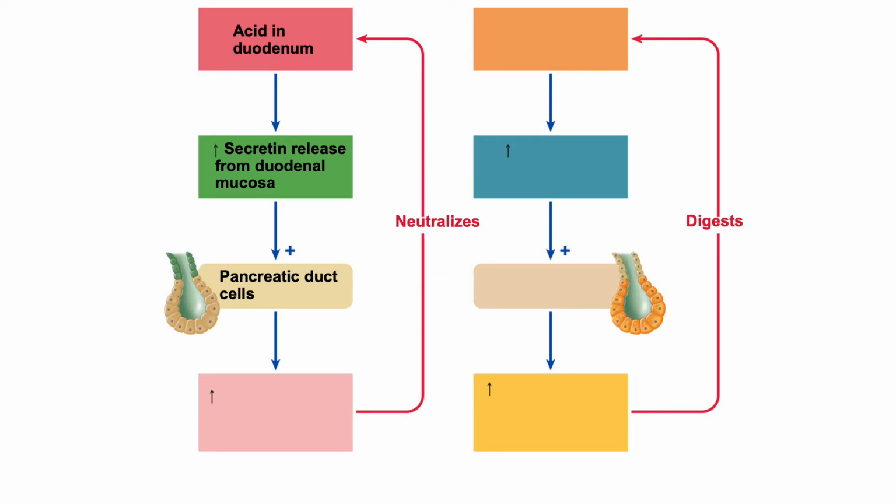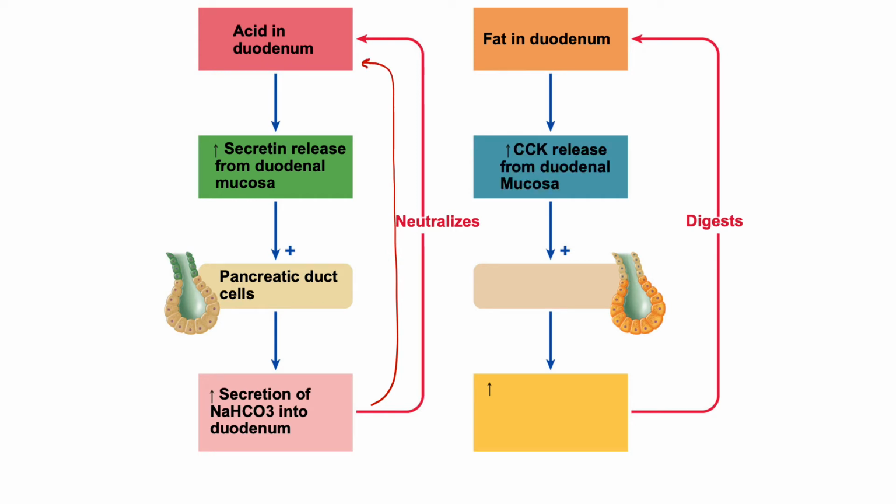That secretin, being a hormone, is going to travel in the blood to the pancreas, where it acts upon the pancreatic duct cells. And remember, those duct cells secrete sodium bicarbonate. And then we can see here that is going to work to neutralize that acid within the duodenum.